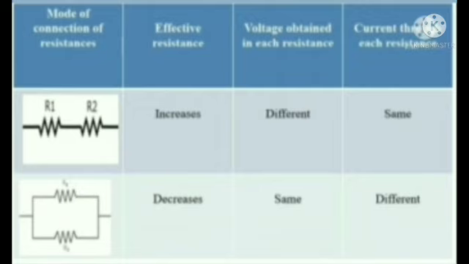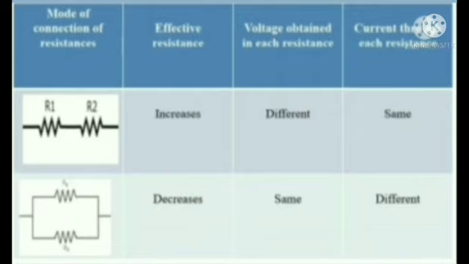Mode of connection. The first one is, we know, series connection. The second figure is parallel connection. What is the difference between these? We already know that in series connection, effective resistance will increase because we calculate the value of effective resistance in series connection by adding the values of the resistances. But in the case of parallel connection, effective resistance will decrease because here the values are divided.